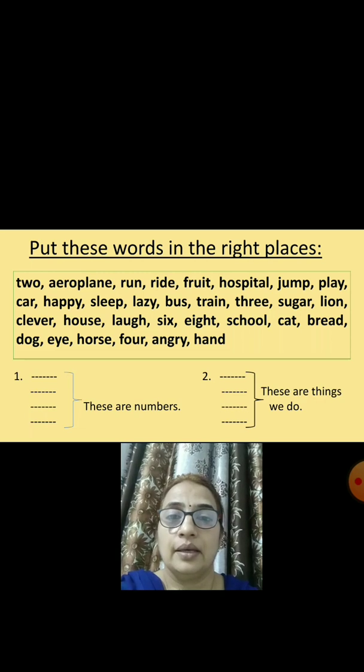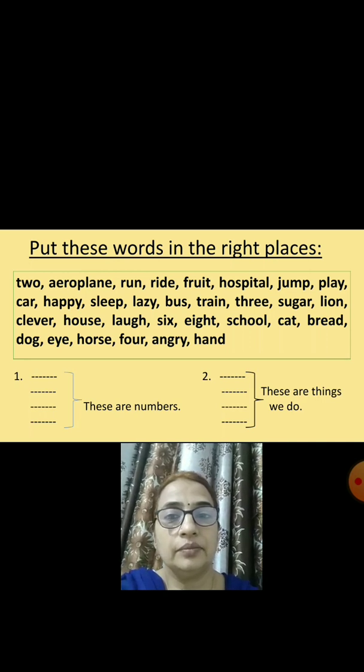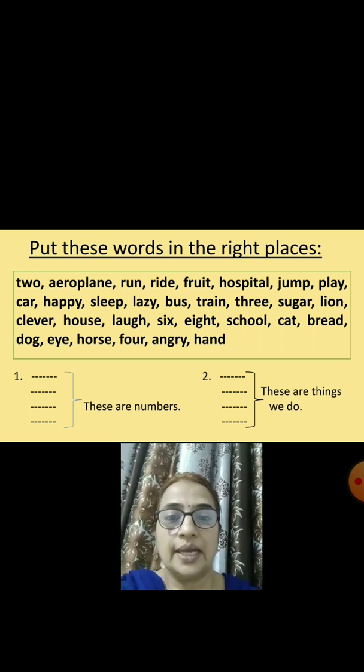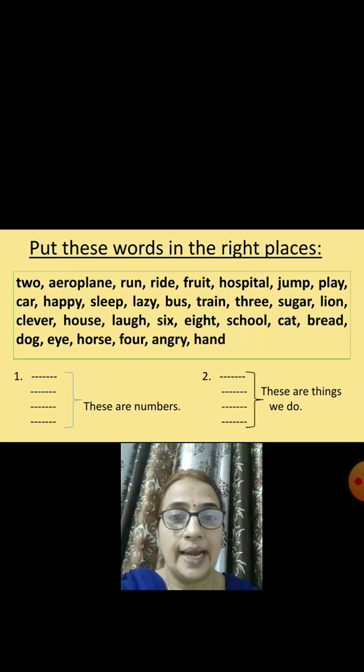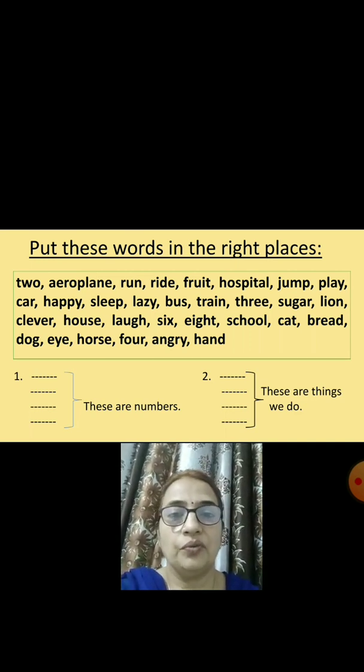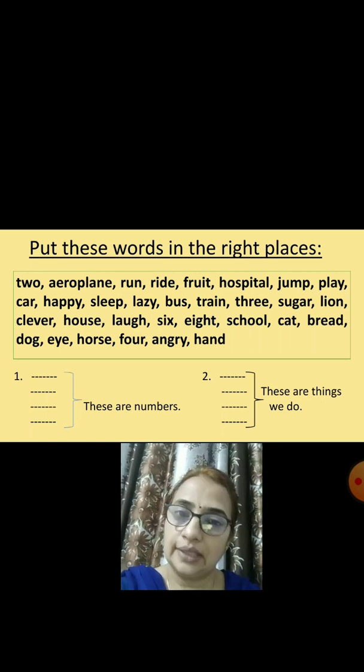Play, slip, very good. Good going. Third line. No, there is no word which shows that these are the things we do. And in the last line, dog, eye, horse, angry, hand, no. There is no word which shows that these are the things we do.